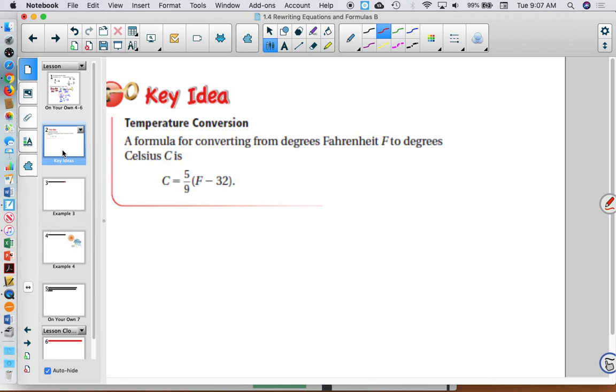Very common formula. Celsius converting thing, Fahrenheit to Celsius. Okay? You'll see this formula for temperature conversion in science. Okay? Scientists use it all the time.